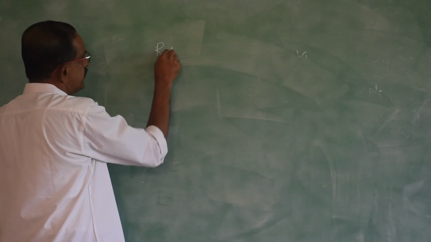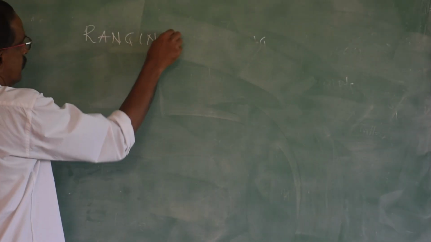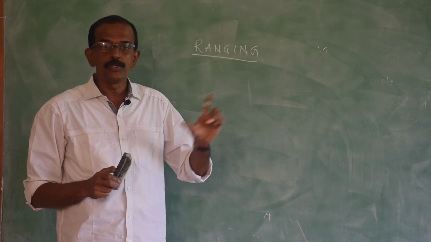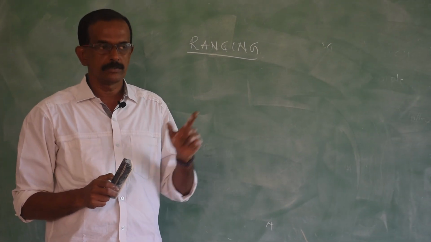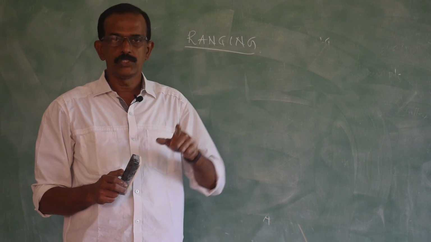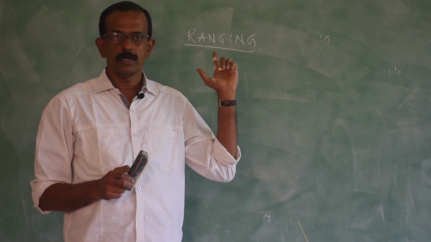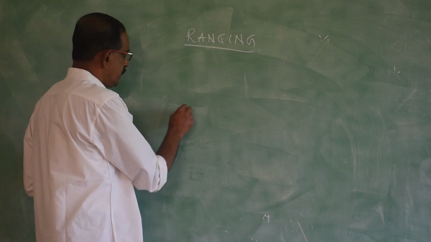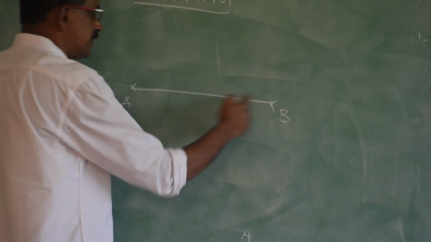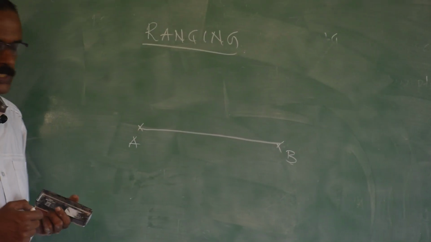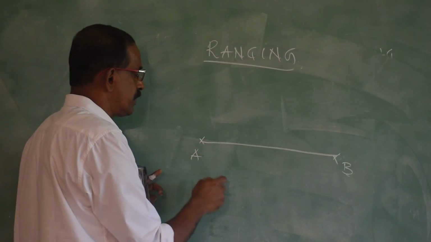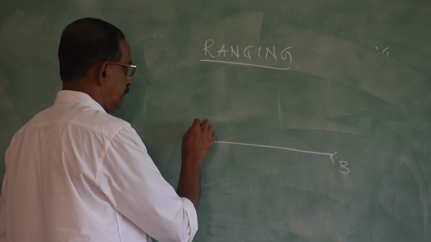Next is ranging. Ranging means marking intermediate points between 2 points, that is called ranging. When I explained the use of the ranging rod, I mentioned how to mark intermediate points. Suppose A is here and B is here. If this distance is less than the chain length, very easily you can stretch the chain and measure the distance. Suppose it is 100 meters or 200 meters, how to mark intermediate points in this straight line?